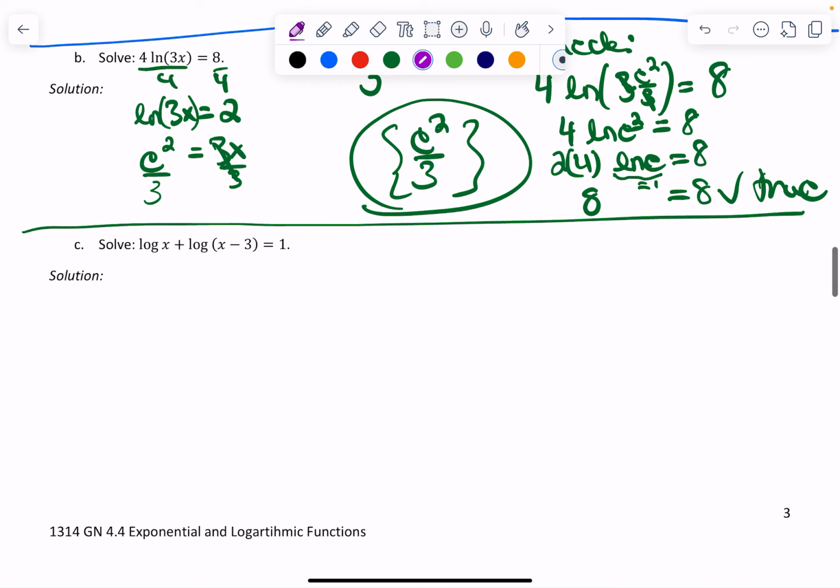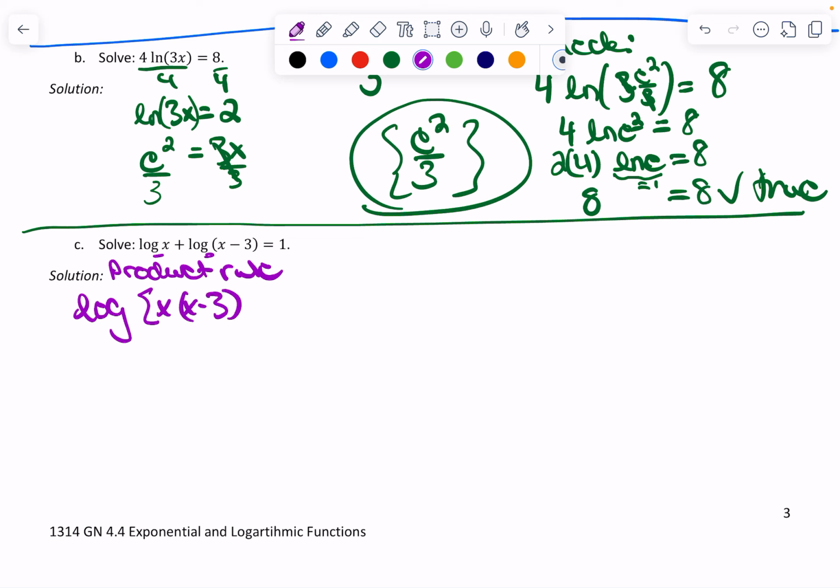Next one. This one, we're going to start a little bit differently. We need a single log on one side. Now we have an addition, but look, we have the same base here. It's a common log for both. So what we can actually use here is the product rule to combine these. So it is common log of x times x minus 3 equals 1.